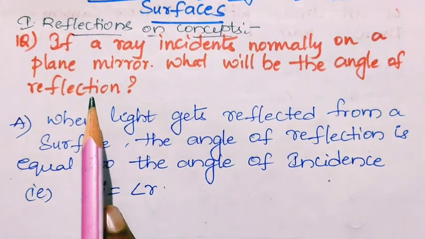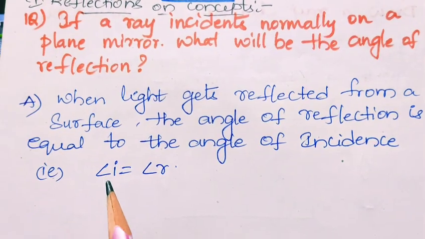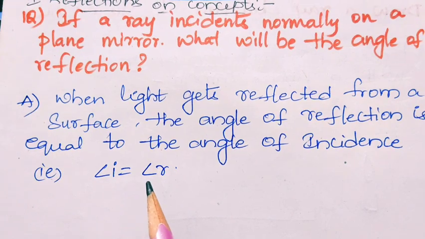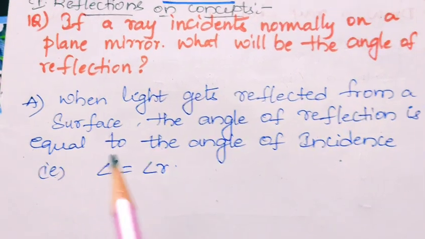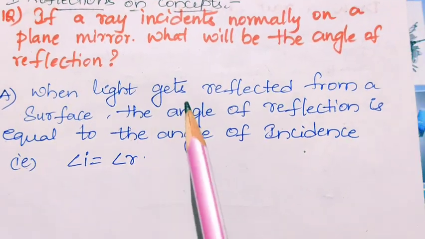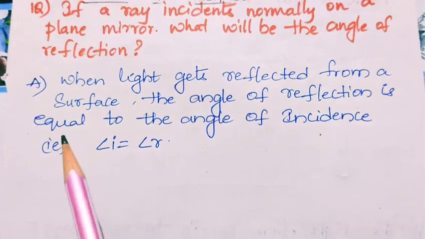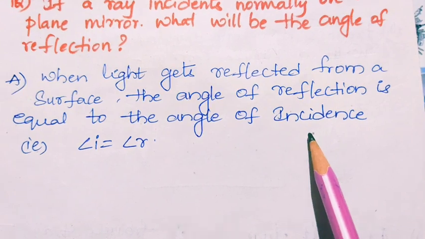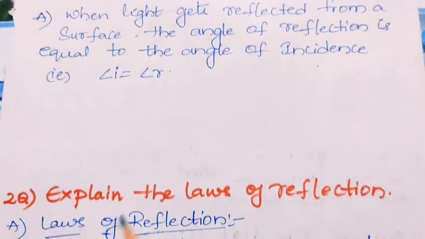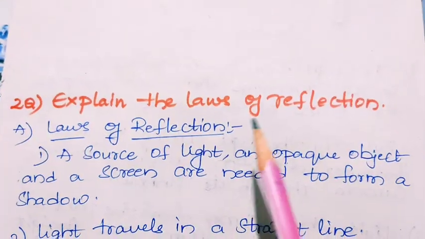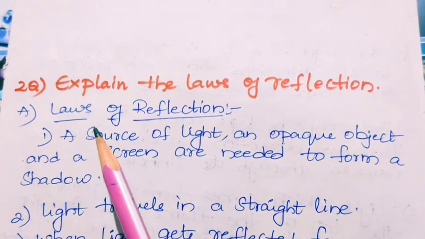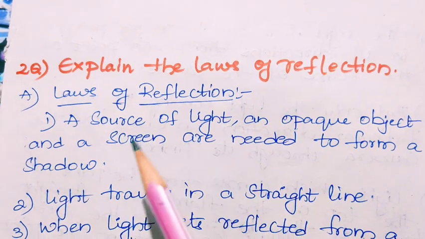By the laws of reflection, we know that the angle of incidence is equal to the angle of reflection. So we'll explain it here. When light gets reflected from a surface, the angle of reflection is equal to the angle of incidence. Next, second question, explain the laws of reflection. So we'll explain the laws of reflection here.